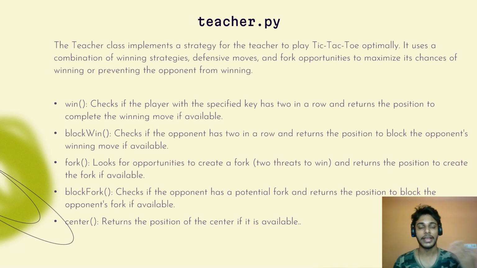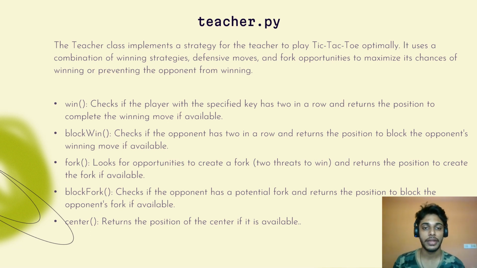Now the next function that is implemented is block win. This function is similar to win, but it checks if the opponent has a winning move available on the board. If the opponent has a potential winning move, then the function returns the coordinates of the cell that should be blocked to prevent the opponent from winning.